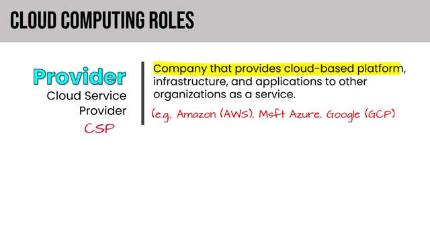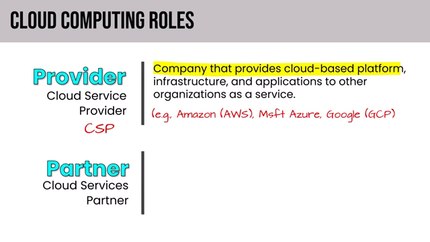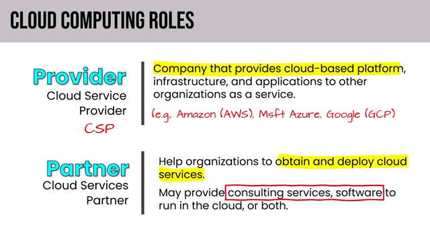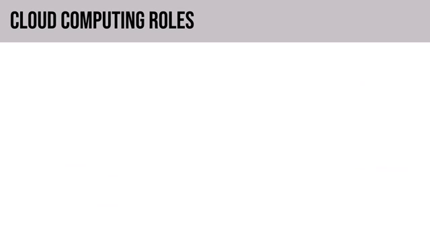If you see the CSP acronym in a question, they're talking about the cloud service provider, not to be confused with cloud services partner. A cloud services partner is a company that helps organizations to obtain and deploy cloud services. They may offer consulting services, they may offer software that runs in the cloud, or both. On the services side, Avanade, Tata, Accenture, all good examples of big cloud services partners.